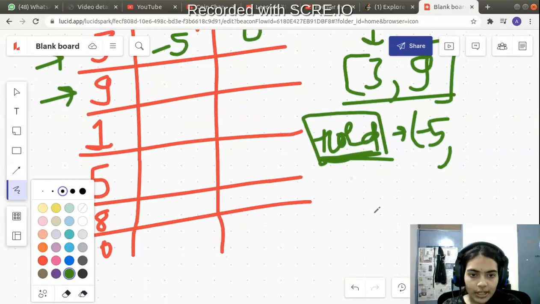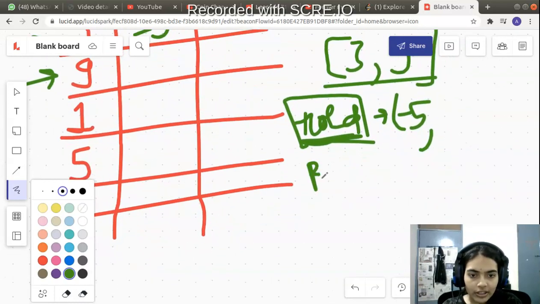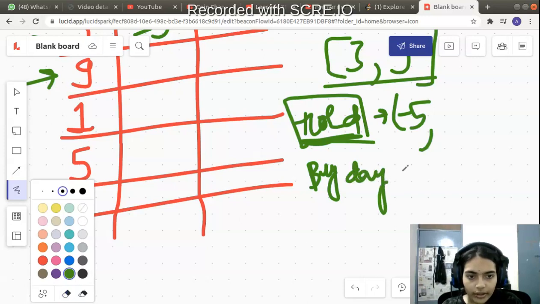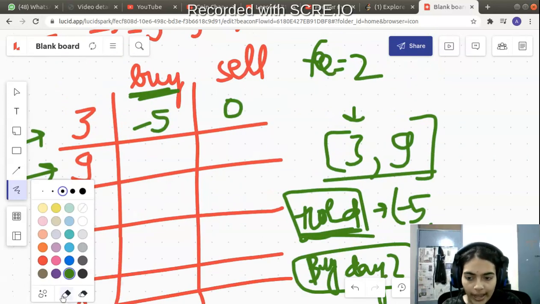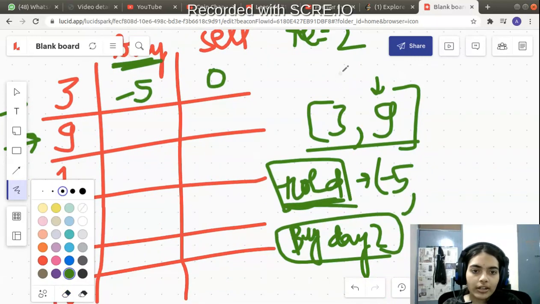What is my second option? My second option is I buy the stock on day 2. Let me try to write it properly: buy the stock on day 2. If I am buying the stock on day 2, let me think about this option. It means I could not have bought the stock on day 1, because I cannot hold two stocks at one time, right? You cannot buy on day 1 and buy on day 2 also.